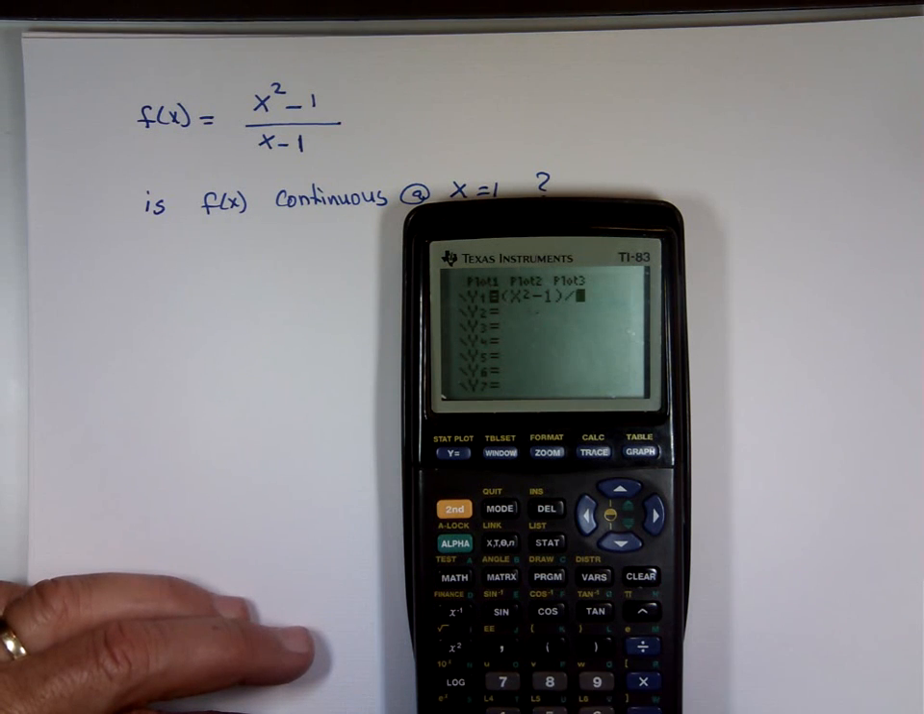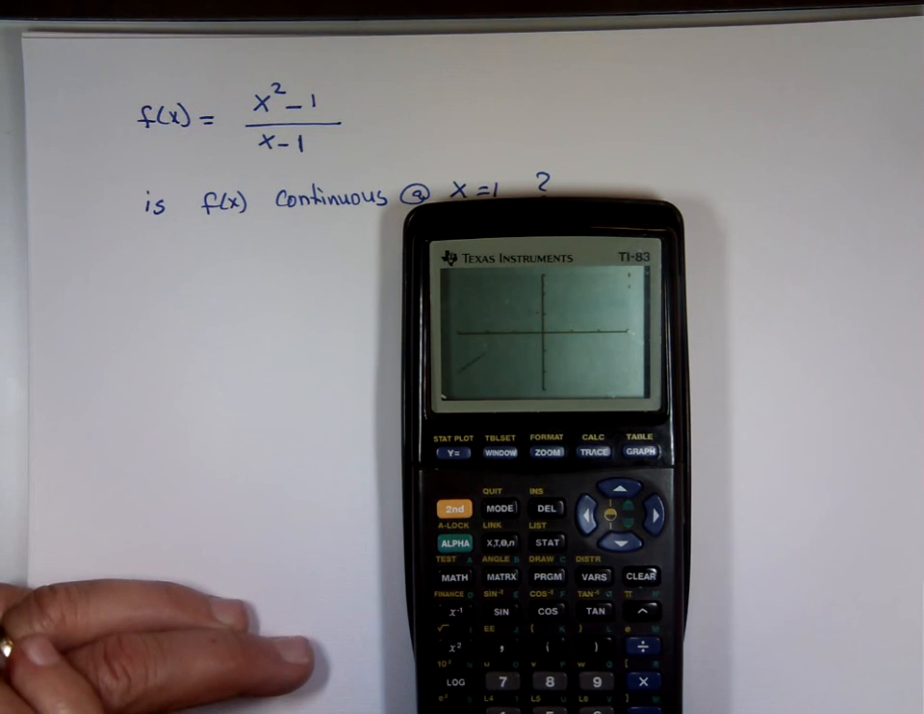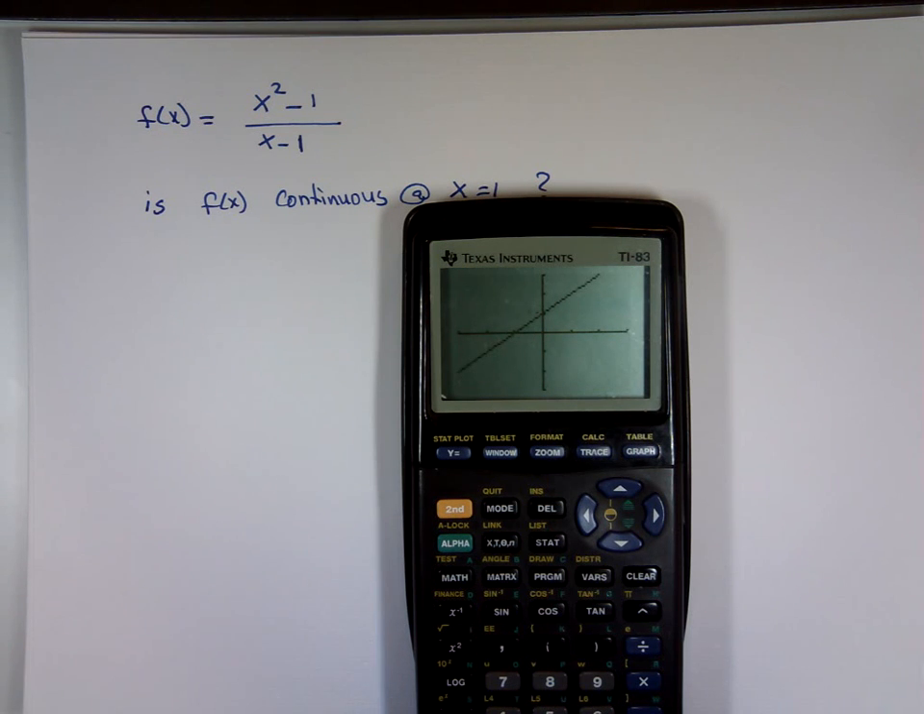Divided by x minus 1. And I go graph it. Do you see any holes in that function? Well, it's because it factors it out automatically. Gives you x plus 1. Correct. Because what the calculator does is simplifies that function.